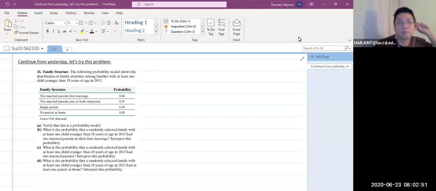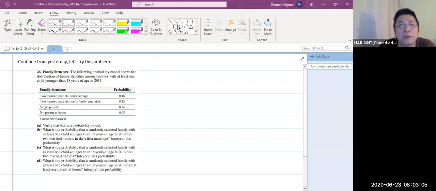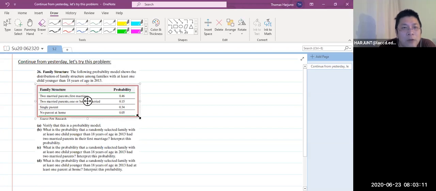Let's work on this problem. Part A, so they give us a probability distribution. Probability distribution is basically a frequency distribution, except that the second column, instead of frequency, it's probability. So the whole thing here will be called probability distribution.